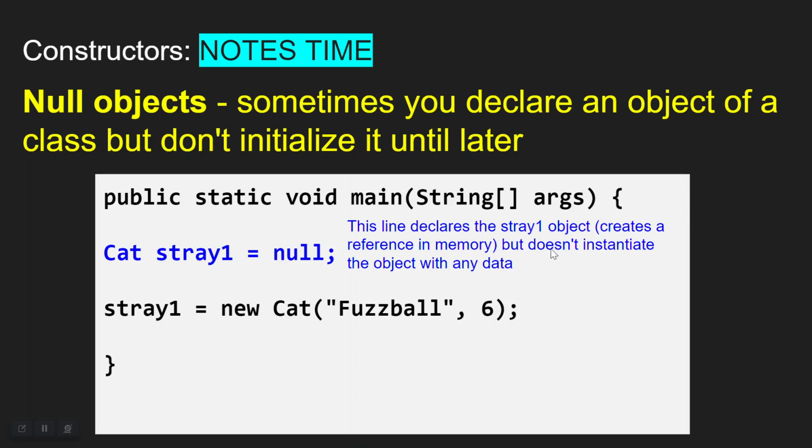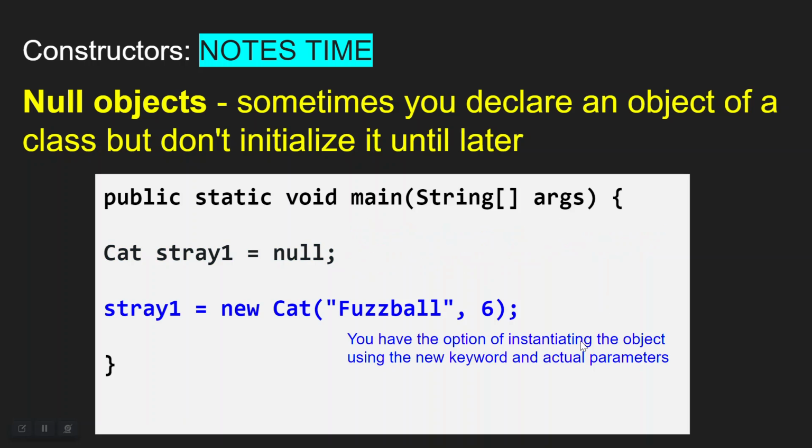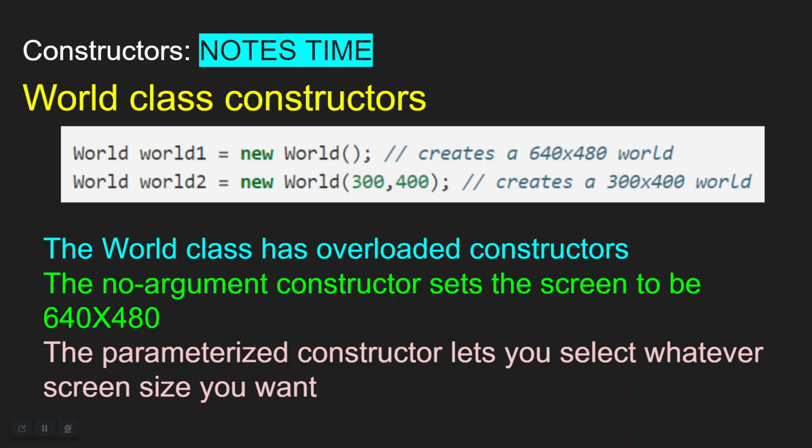So this line declares the stray1 object and creates a reference in memory, but doesn't instantiate the object with any data. This down here, you now have the option of instantiating the object using the new keyword and actual parameters.